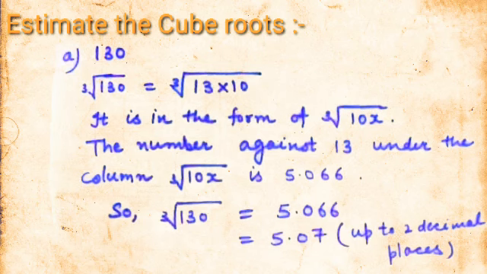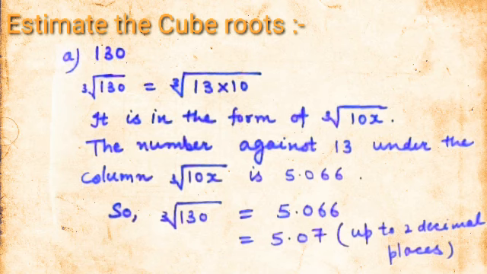So first is 130. 130 का आपने क्या find करना है? Cube root. Cube root of 130, and we know that it can be written as a multiple of 10. This means we have to see the multiple of 10 column from the table. So it can be written as 13 multiplied by 10. This means in this form, it is the cube root of 10x, where x is equal to 13.